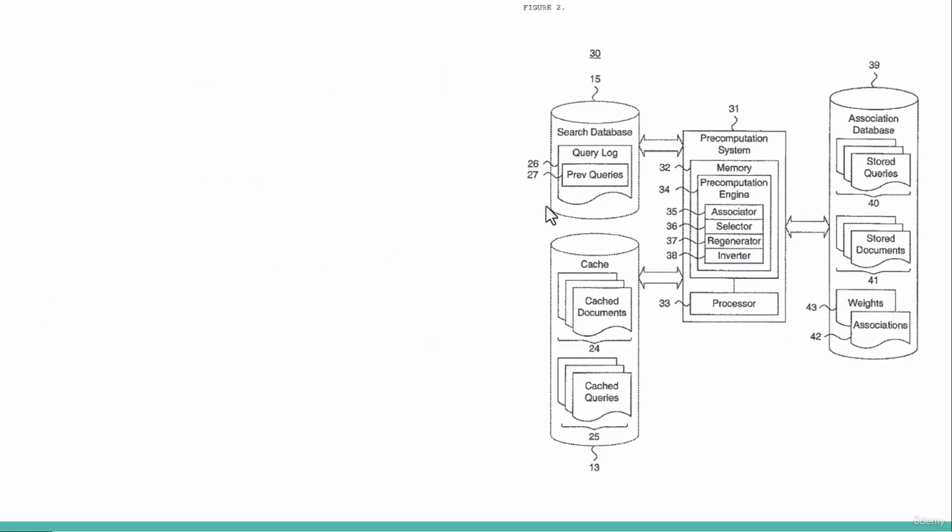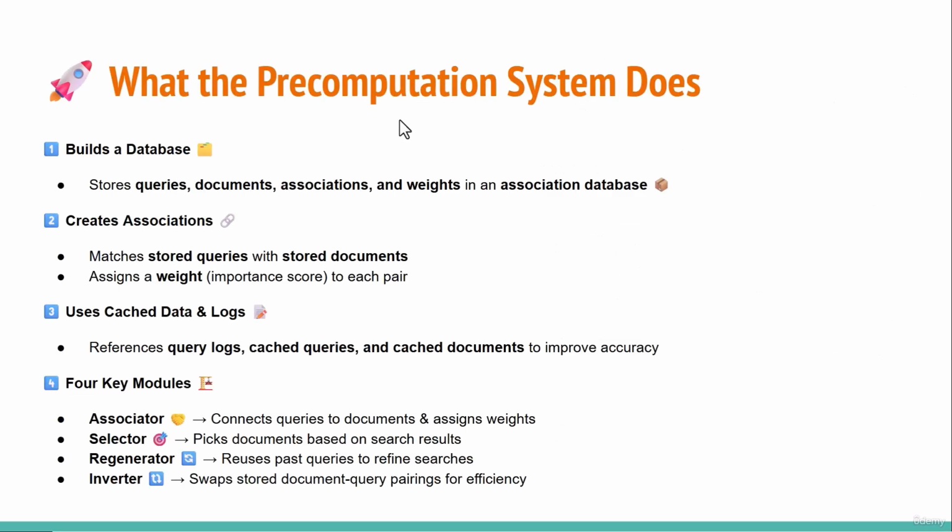Here you can also see the pattern structure: associator, selector, regionator, inverter. These pre-component systems do the following. First, they build a database, they store queries, store documents, and store associations along with their weights. Next, they create associations, meaning links. Relevant stored queries are linked with stored documents or articles, and a weight, an importance score, is assigned to each pair. After that, cache data and logs are used. Query logs, cached queries, and cached documents are referenced to improve accuracy.